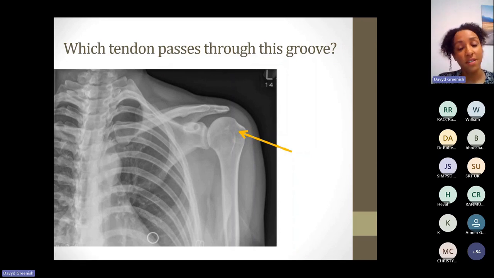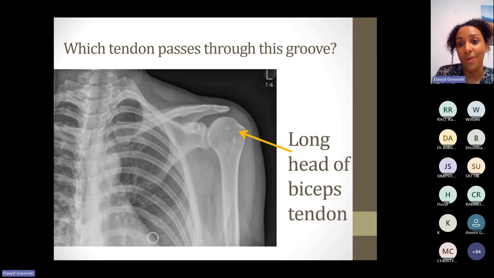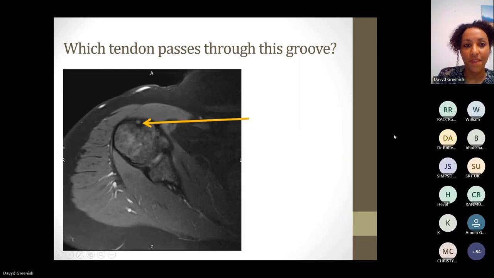And again, just a small tip to pick up here, make sure that you put the long head of biceps tendon, because specifically it is that one that goes through the groove. And this is just MRI, so you get your eye in for seeing it in different modalities. It's the black tendon that goes through on the axial plane of this image.